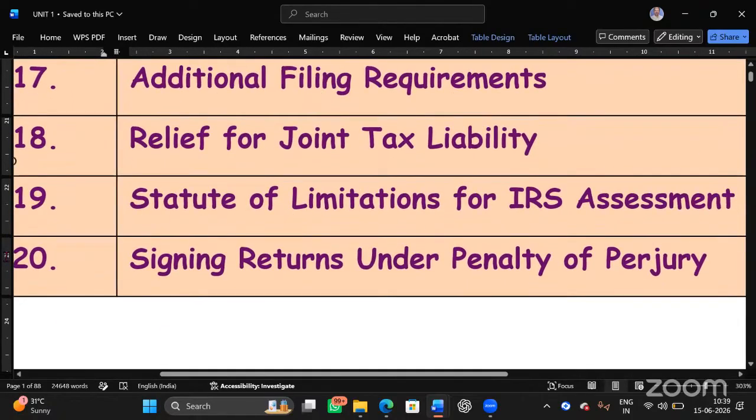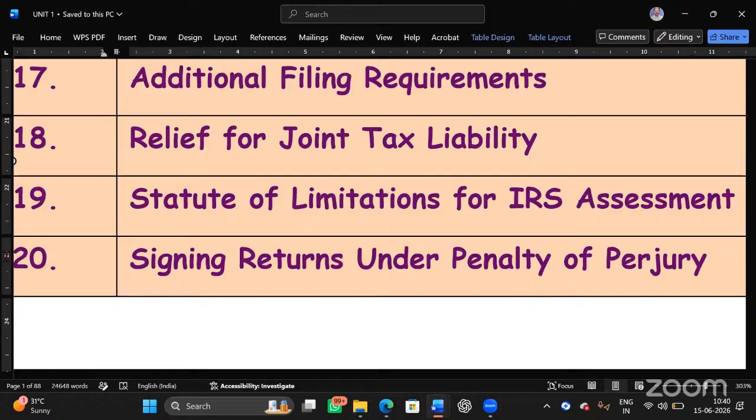Finally, at the time of filing of the tax return, unless the return is signed by the taxpayer, that document itself is not valid at all. It is not a written document at all. That is the reason the document must be signed. Who has to sign? Under what circumstances? Any other person can also sign on behalf of the taxpayer. So those rules are very clearly given.